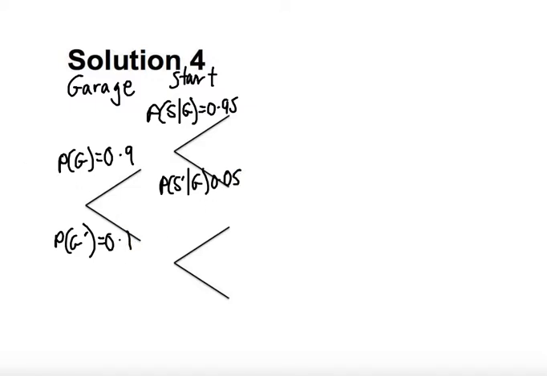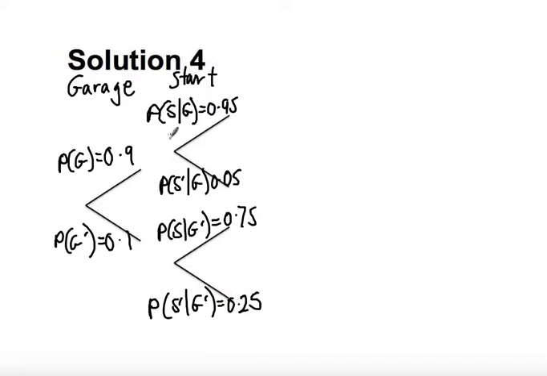The other piece of information we're given is that the probability of it starting, if it hasn't gone in the garage, is 0.75. So probability of it starting, given that it didn't go in the garage, equals 0.75. The probability of it not starting, given that it didn't go in the garage, is 0.25. So notice here a slight change in the notation because I'm saying the probability of it starting given that it was in the garage. Before we might just put this as start, not start, start, not start. But actually technically speaking these are conditional probabilities.